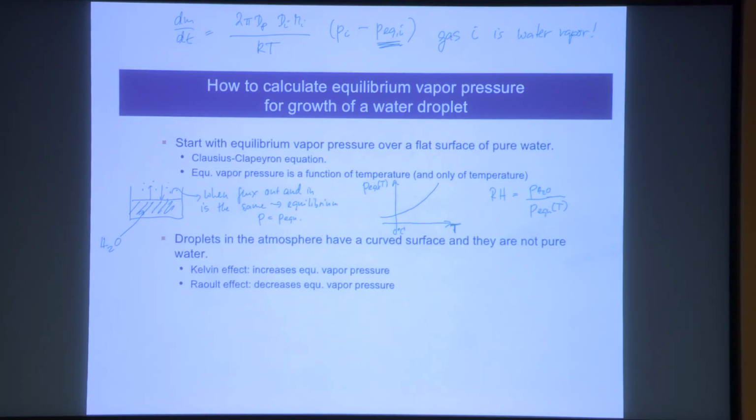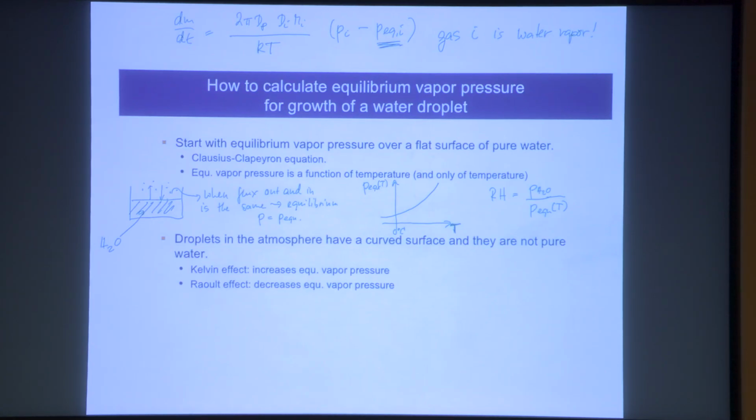Now, with our little aerosol droplets that are a solution of ammonium sulfate, nitrate, maybe some organics and water, we have to adapt this a little bit. Why? Well, first of all, it's not a flat surface, it's a curved surface, right? And second, it's not pure water, but it has something dissolved in it, which can depend on what the seed aerosol was.